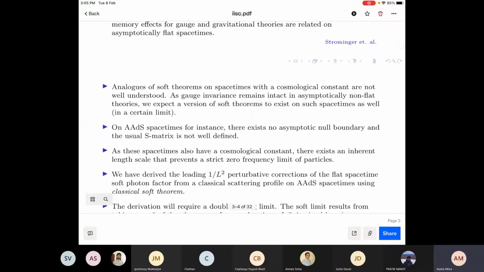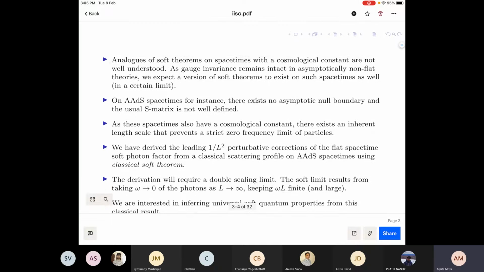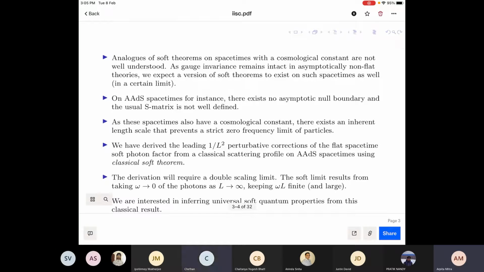But the analog of these soft theorems on spacetimes with a cosmological constant is not well understood. But we know that in the presence of a cosmological constant also the gauge invariance remains intact. So we expect that there should be a version of soft theorems for such spacetimes in a certain limit. And we also know that if we consider asymptotically AdS spacetime, for instance, there exists no asymptotic null boundary and the usual asymptotics is not well defined. These spacetimes also have a cosmological constant, so there already exists an inherent length scale that prevents us from defining a zero frequency limit, because if we consider a scalar field on this background we will get a quantized discrete spectrum, and the frequency will be proportional to the conformal dimension of the dual operator of the CFT. So we just can't take the omega tending to zero limit.